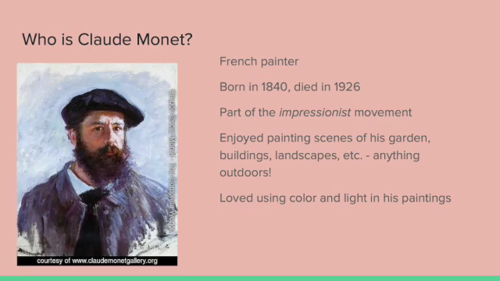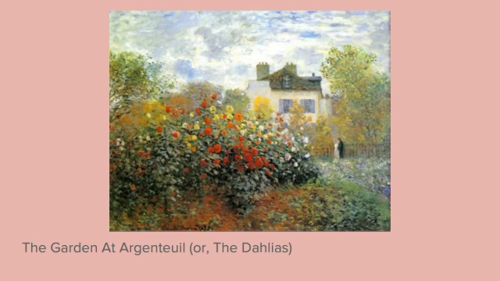He really enjoyed creating scenes of the things that were around him, his garden, the buildings that he lived in, other buildings, different landscapes. Anything that was outdoors, our friend Claude Monet would be painting it. And he really, really loved using color and light in his paintings, and he worked mostly with oil paint.